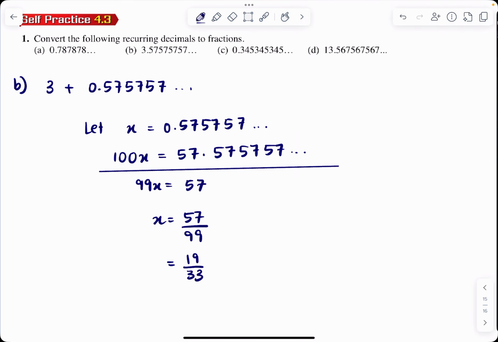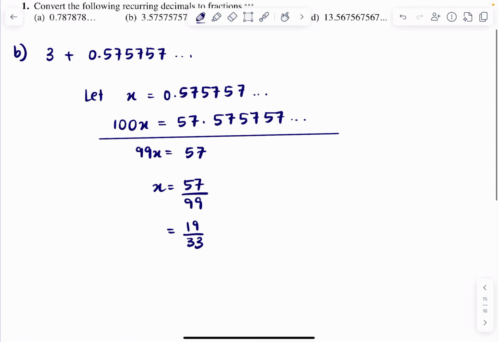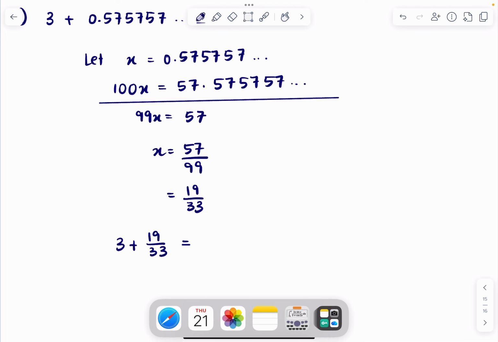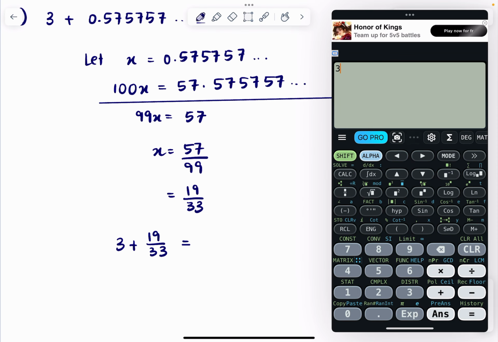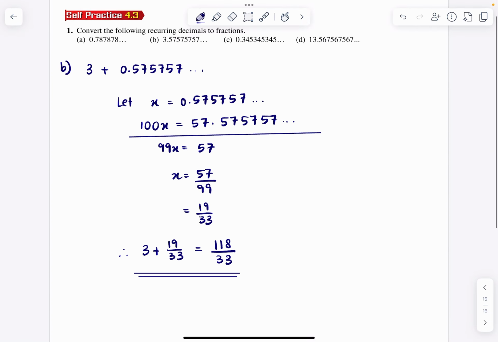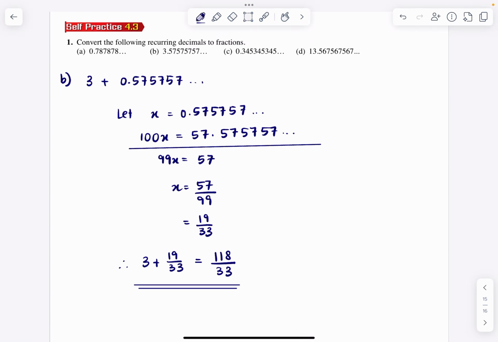Okay, but it doesn't stop there. So remember the 3 we took out just now? We have to add that again. So 3 plus 19 over 33. We get 118 over 33. This will be our final answer. Done.